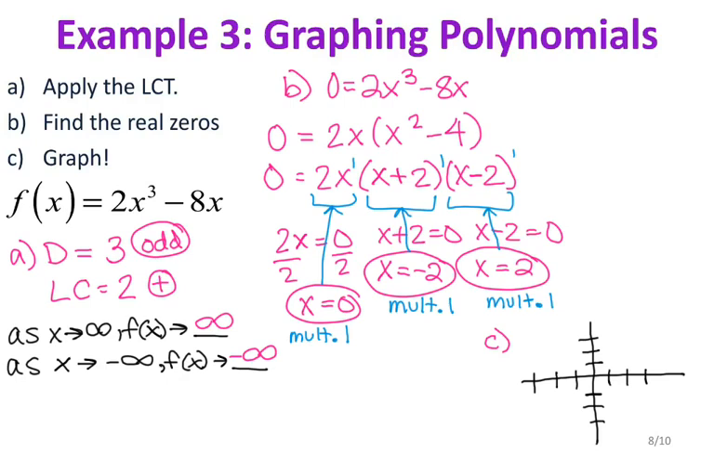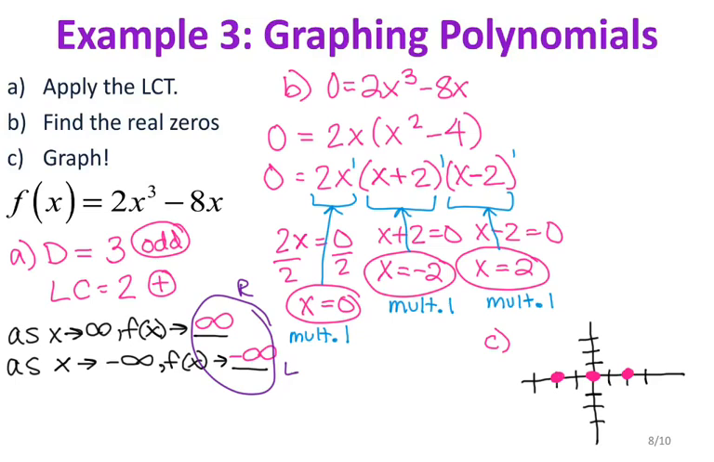And then the next thing I'm going to do is I'm going to plot my zeros. So I have a 0 at 0. Your zeros are also x-intercepts, so they're on your x-axis. 1 at positive 2 and 1 at negative 2. Now to figure out what my graph is actually doing, I'm going to go back to this piece of information. That tells me what's happening on my right side and what's happening on my left side.